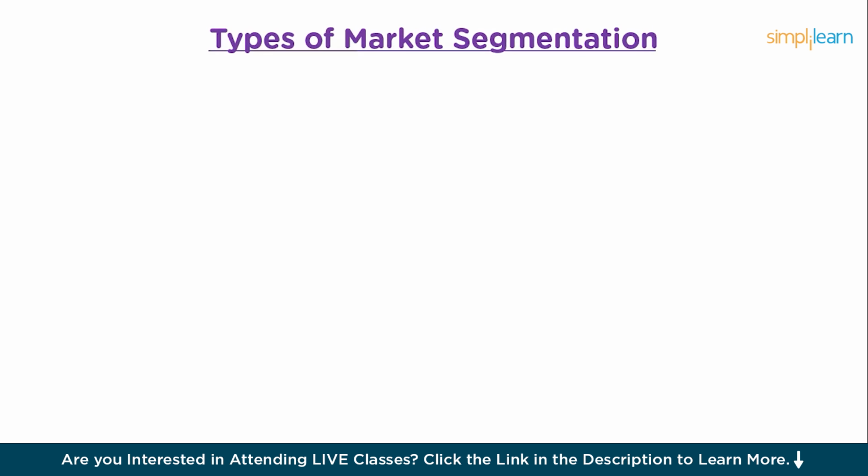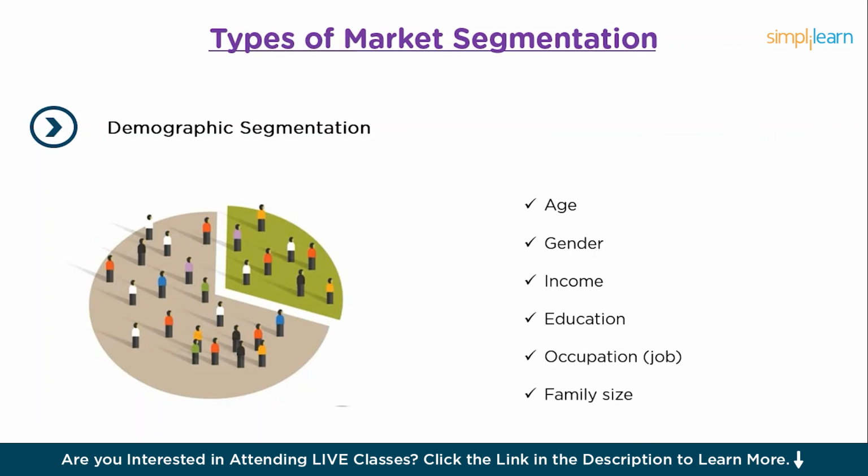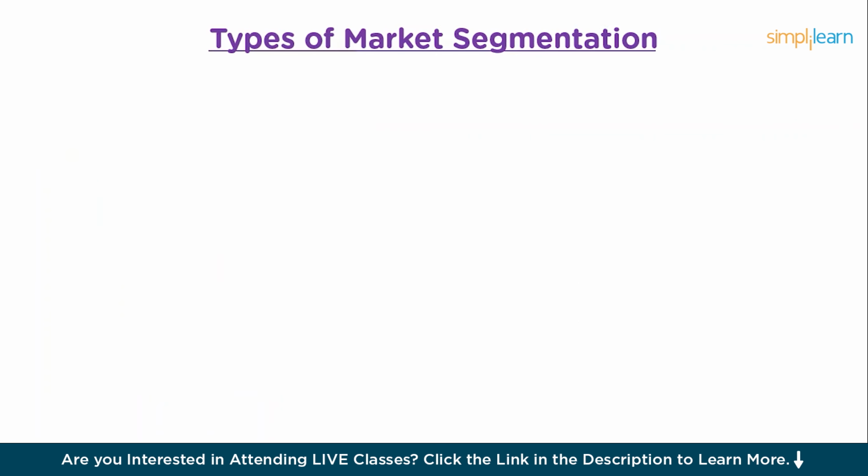Now we'll discuss the different types of market segmentation. Let's talk about the different ways businesses divide people into groups, which is segments. So basically, there are four main types of segmentation. The first one we are discussing is the demographic segmentation. Now, demographics are simply personal details about people like age, gender, income, education, occupation, that is job, and the family size.